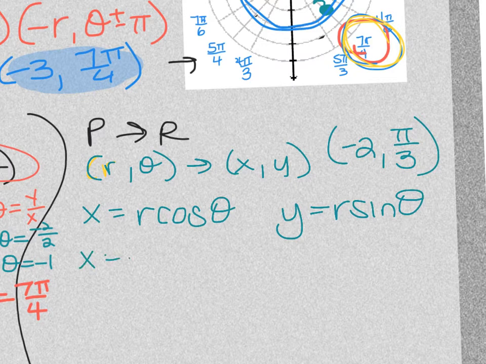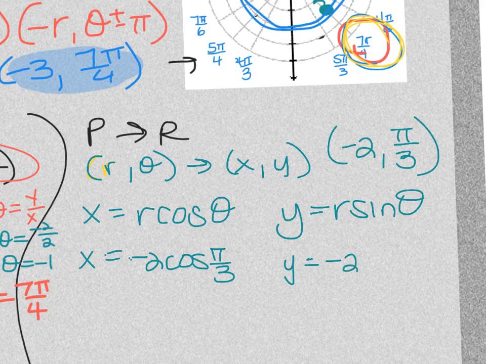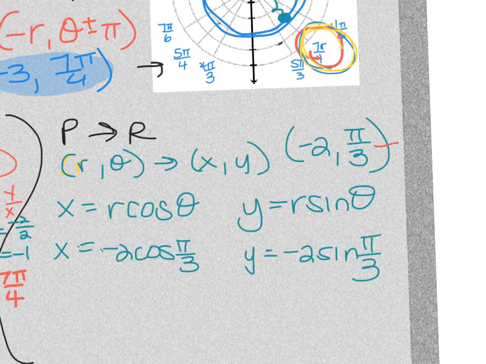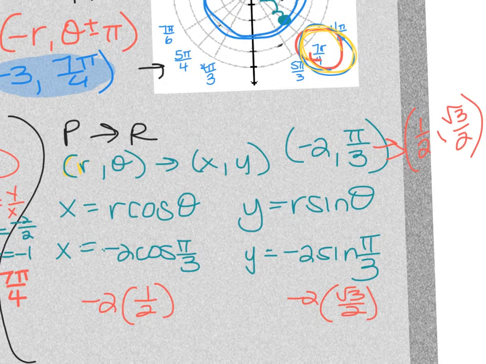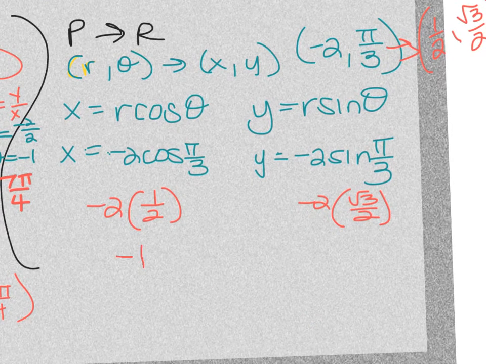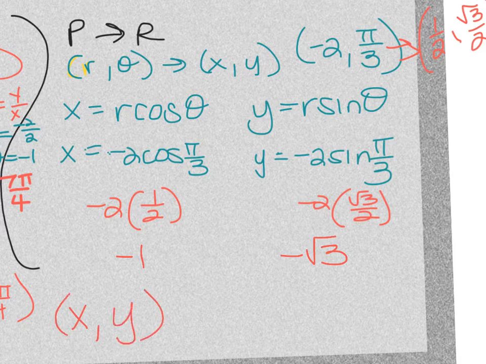X is going to be negative 2 cosine of pi over 3. Y is going to be negative 2 sine of pi over 3. And if you know your unit circle, you fill it out. You know pi over 3 has 1/2, root 3 over 2. So the cosine is 1/2, and the sine is root 3 over 2. So this is going to be negative 1, and this is negative root 3. So I would write it as xy equals negative 1, negative root 3.